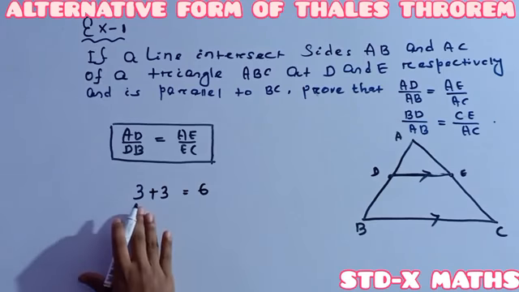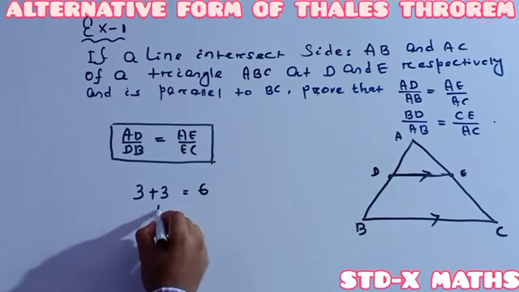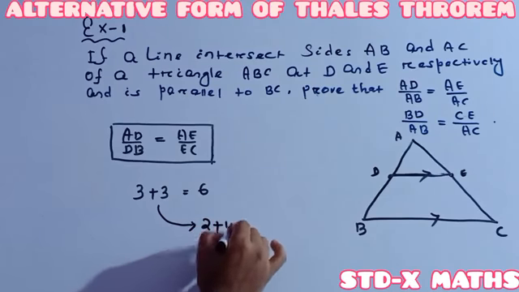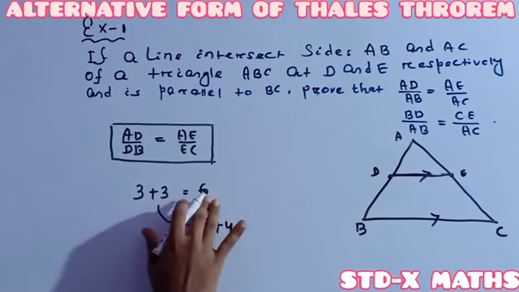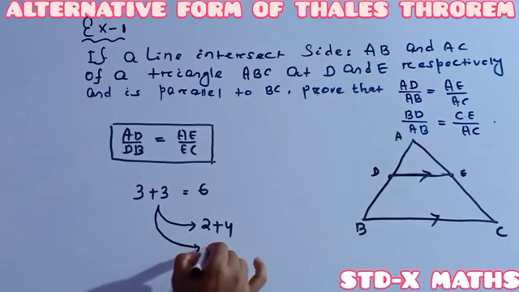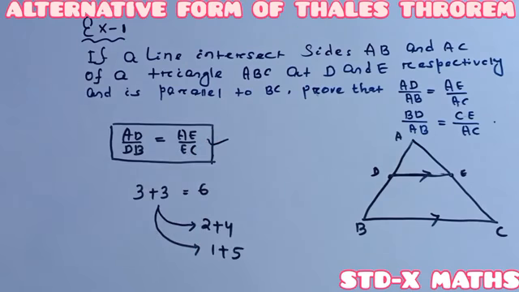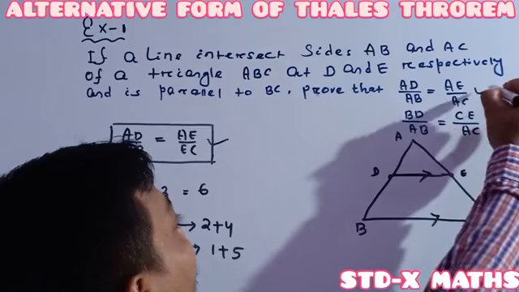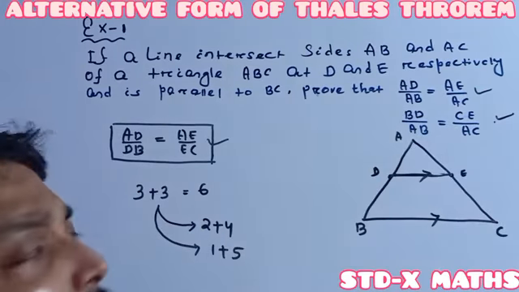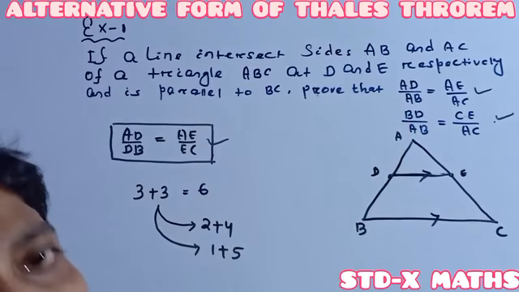Suppose in the Thales theorem we proved it as 3 plus 3 is equal to 6, but now we have to prove it as 3 plus 3 equal to 2 plus 4. It means 3 plus 3 equal to 6 is also the same as 2 plus 4, and it can also be shown as 1 plus 5. So this is the Thales theorem, and this is another form of the Thales theorem.